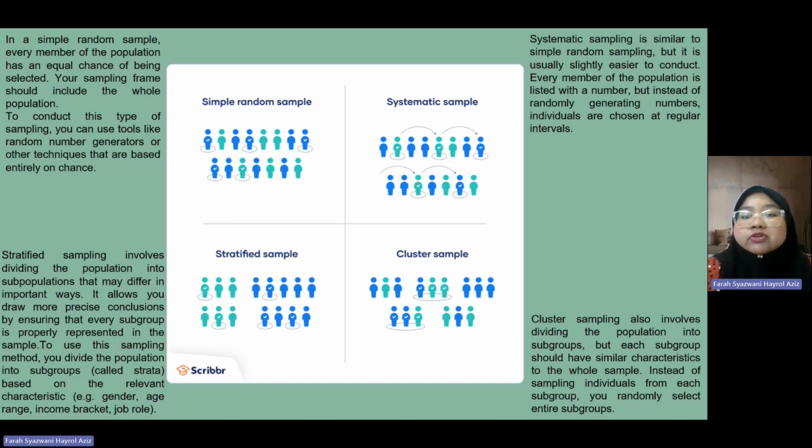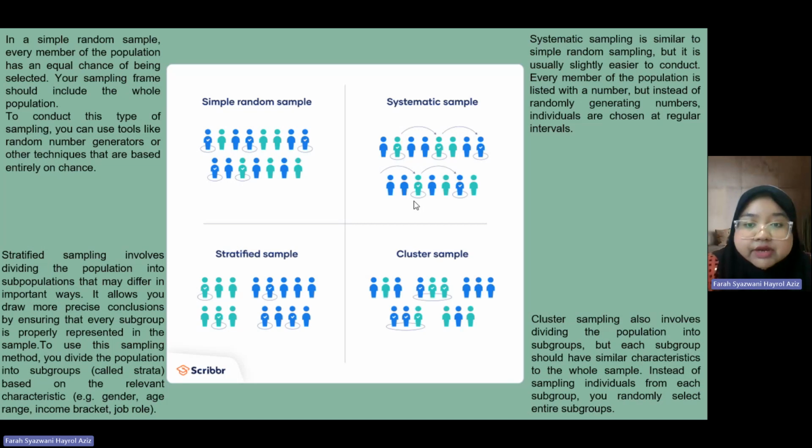Secondly, systematic sampling is similar to simple random sampling, but it is usually slightly easier to conduct. Every member of the population is listed with a number, but instead of randomly generating numbers, individuals are chosen at regular intervals. For example, 1, 2, so you take number 2. 3, 4, you take number 4. So it is chosen at regular intervals.